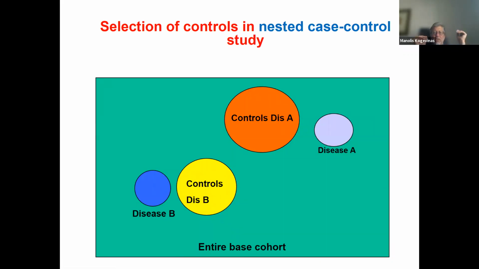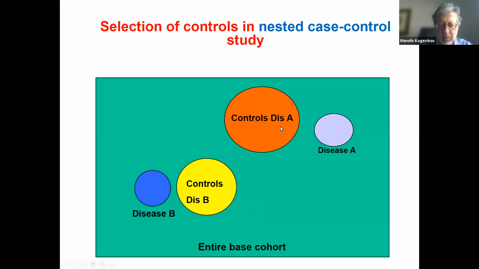This is what we're doing in a nested case control study. So we have the entire base of the cohort. We get some cases of, say, Parkinson's, and we get controls for disease A, and then somebody else wants to look at low back pain and gets some other controls. And that's what I was saying. For disease B, we get a set of controls. For disease A, we get another set of controls. Not the most efficient way.